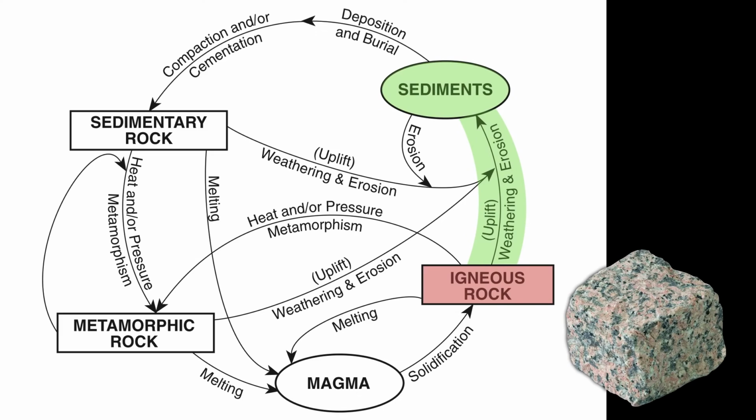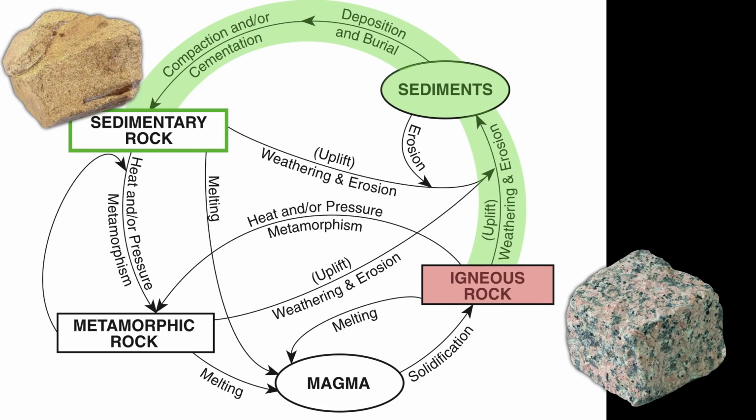Now these sediments can be deposited and buried, and then compacted and cemented together to form a brand new rock called a sedimentary rock, like this piece of sandstone. So simply by weathering and eroding the granite into sediments, and then squeezing the sediments back together, you've converted your igneous rock into a sedimentary rock. But that's not the only thing that can happen to our igneous rock.